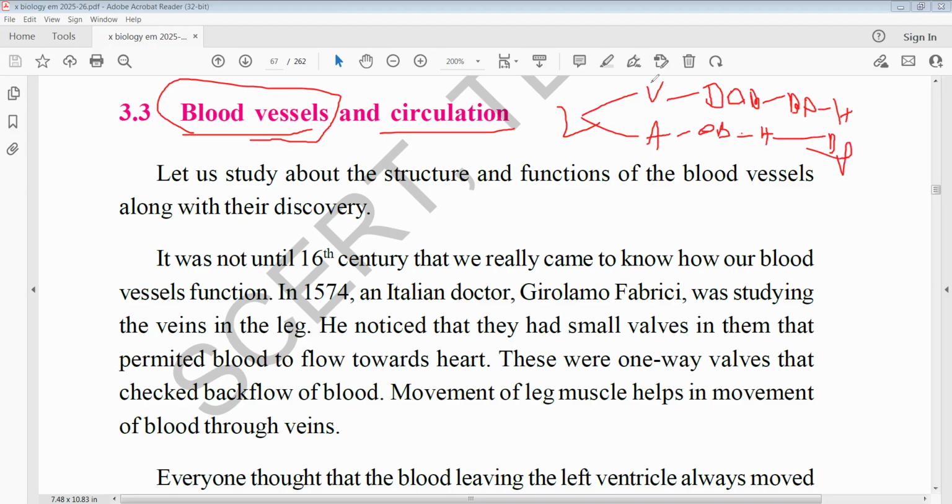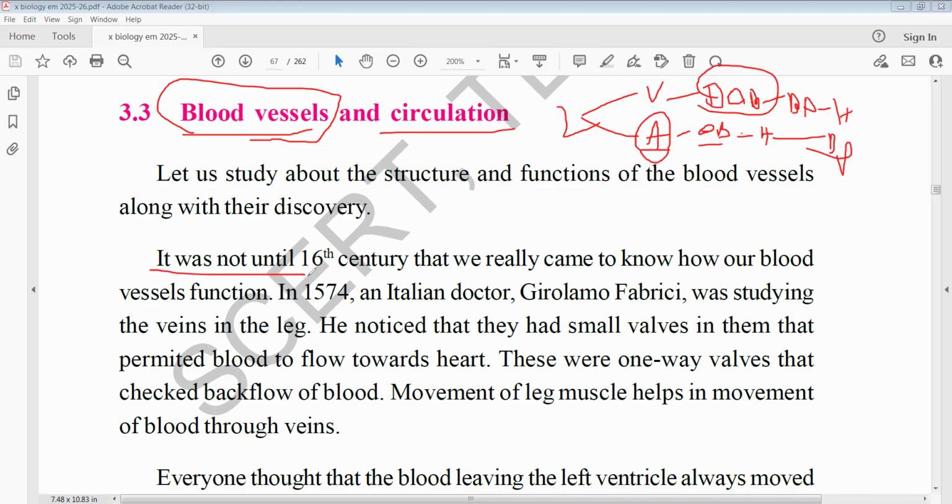Here all veins carry deoxygenated blood except the pulmonary vein. The pulmonary vein carries the oxygenated blood from lungs to heart. All arteries carry oxygenated blood except the pulmonary artery, which carries the deoxygenated blood from heart to lungs.